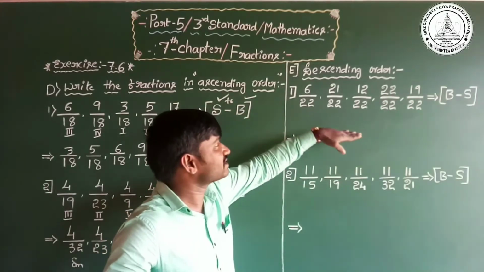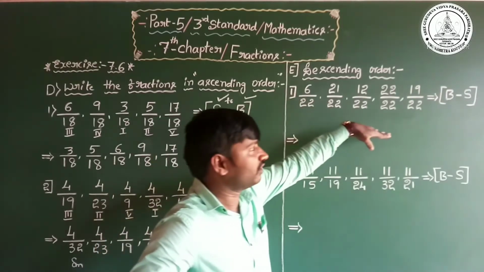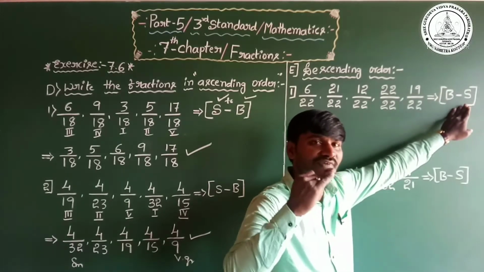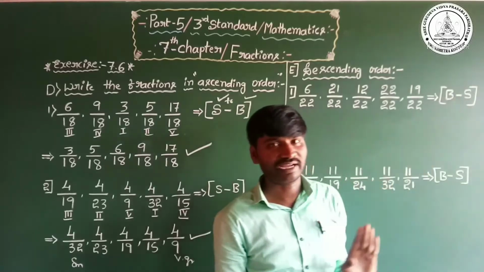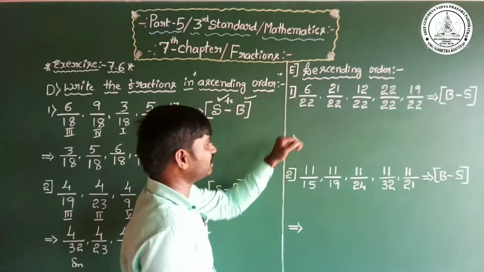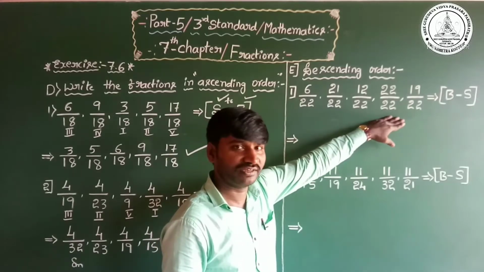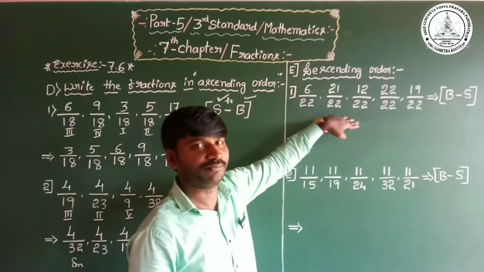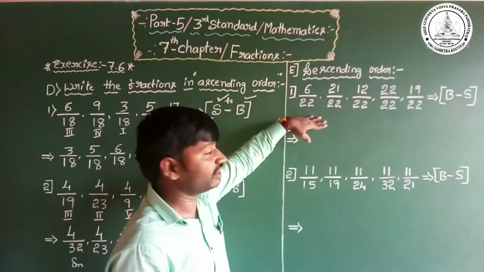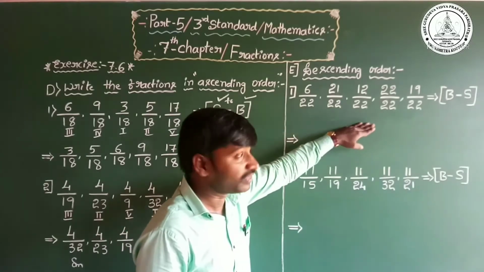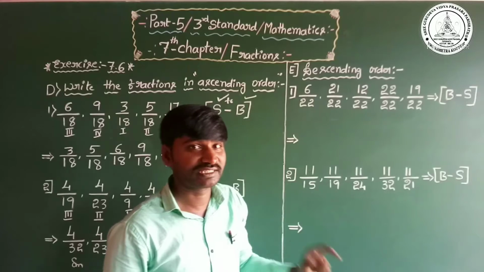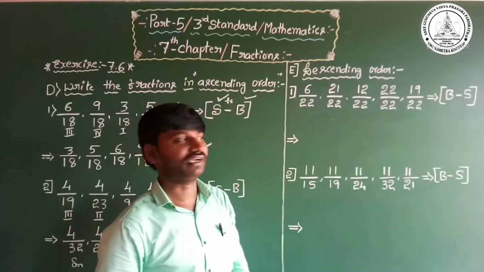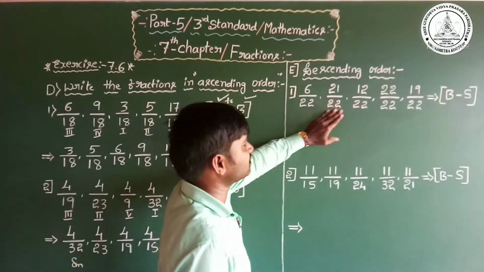Yes, dear student, when we arrange the fractions in descending order, your arranging method is greater to smaller. It means bigger to smaller. You arrange bigger fractions first, then the smaller fraction last. Observe these fractions, which is smaller, which is bigger. You already know, when the given fractions' denominators are the same, the fraction with the greater numerator is the greater fraction. So you identify which is the greater numerator.